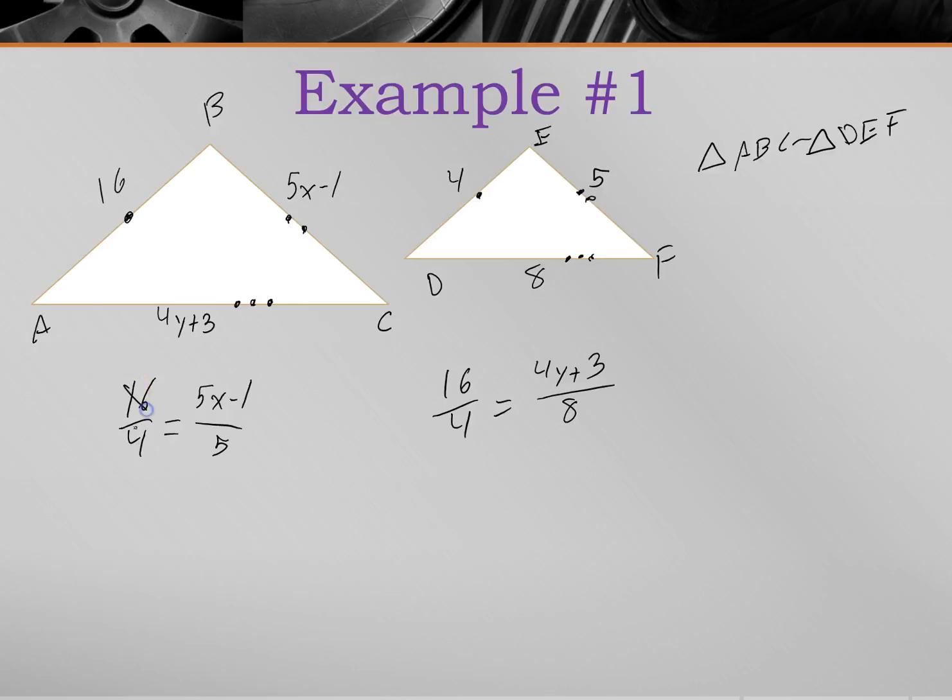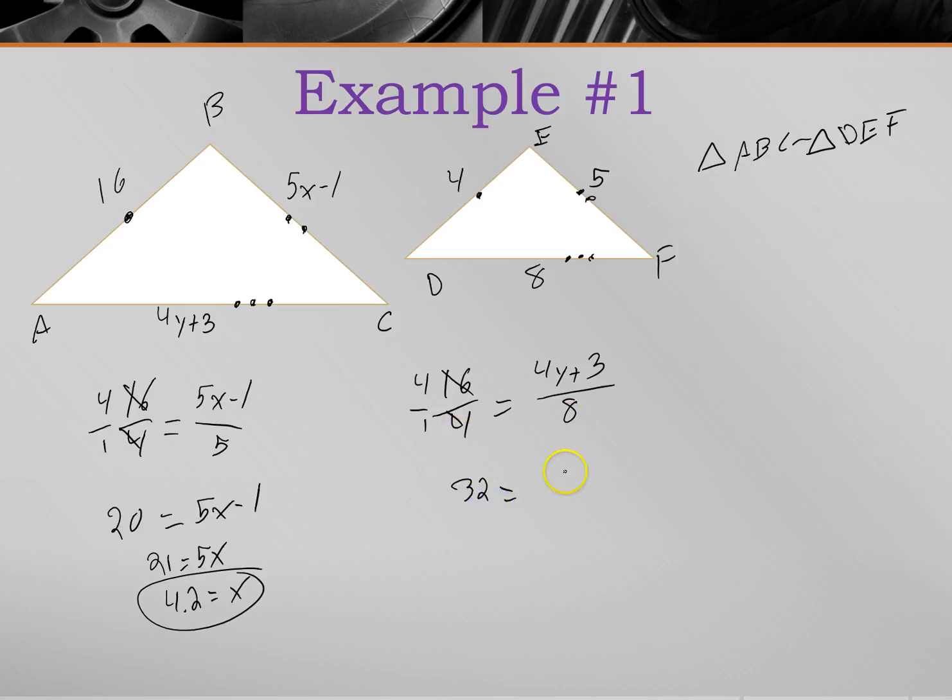For both of these, I would reduce 16 over 4 to 4 over 1 first, and then cross multiply. 4 times 5 is 20. 1 times 5x minus 1 is just 5x minus 1. We add 1 to both sides: 21 equals 5x. When we divide both sides by 5, x equals 4.2. Same concept over here. We cross multiply. 8 times 4 is 32. 1 times 4y plus 3 is just 4y plus 3. We subtract 3 to get 29 equals 4y. When I divide both sides by 4, you're going to find y to be 7.25.